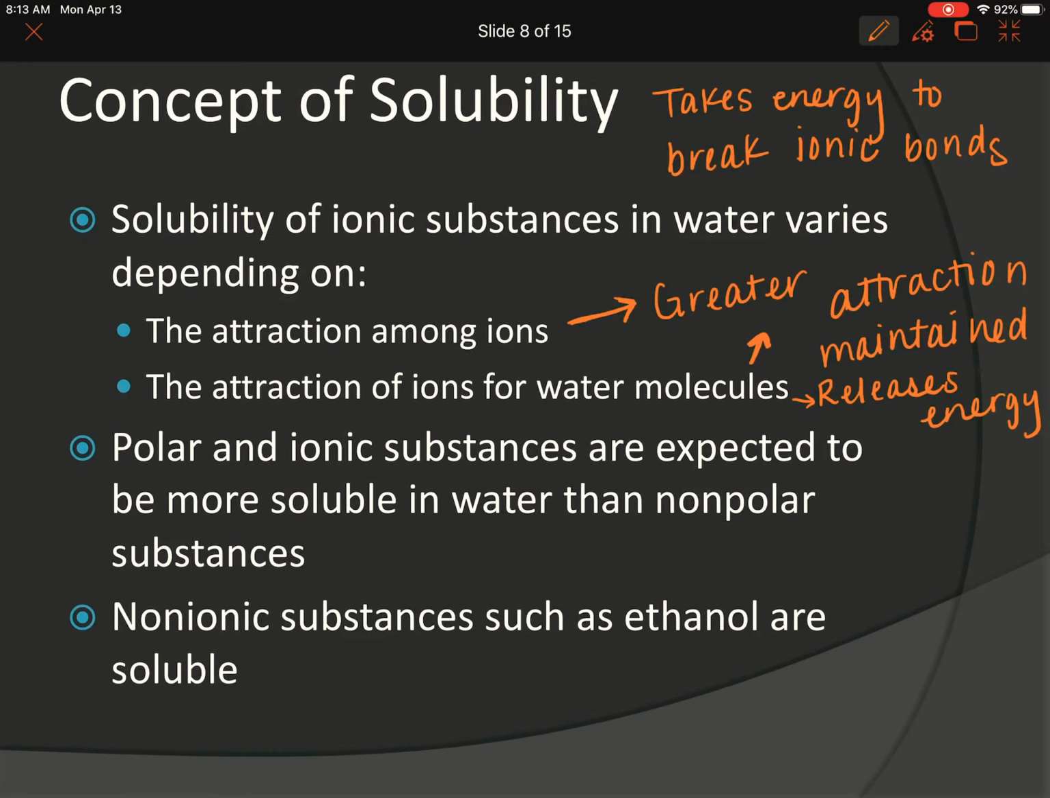So polar and ionic substances are expected to be more soluble in water than nonpolar substances. This is that whole "like dissolves like." An ionic bond is essentially the most polar dipole-dipole interaction. So that's why it would be dissolved in something that's polar. Non-ionic substances, such as ethanol, are soluble.